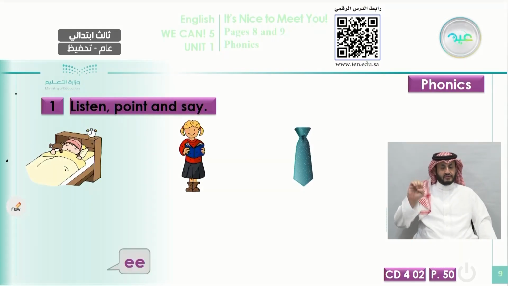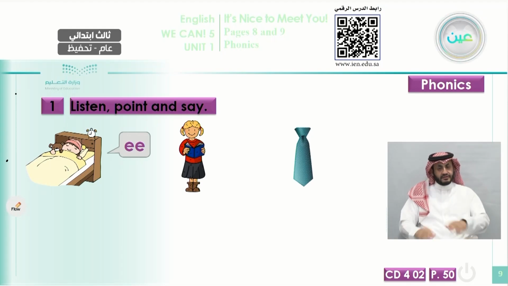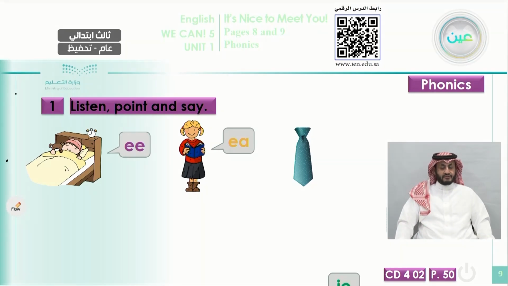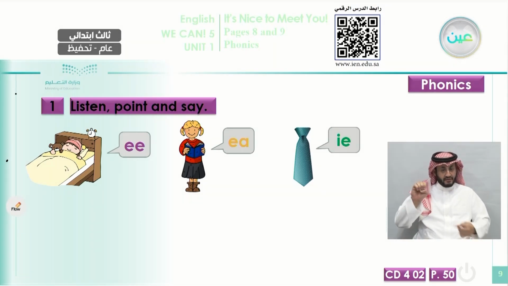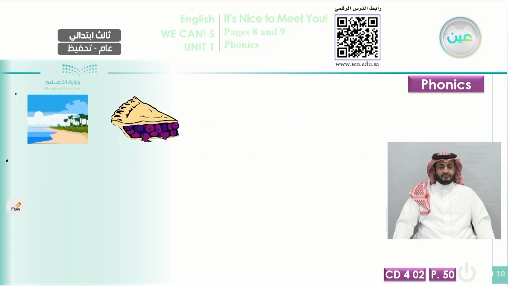We have some words like this. You can see here, what is the picture telling us? It tells us that the girl here is sleeping, and here she is reading. And what is this? This is the tie. This is how we pronounce these letters. So sleep, read, and tie. This is how we pronounce double E, EA, and IE. Say it again: sleep, read, and tie.